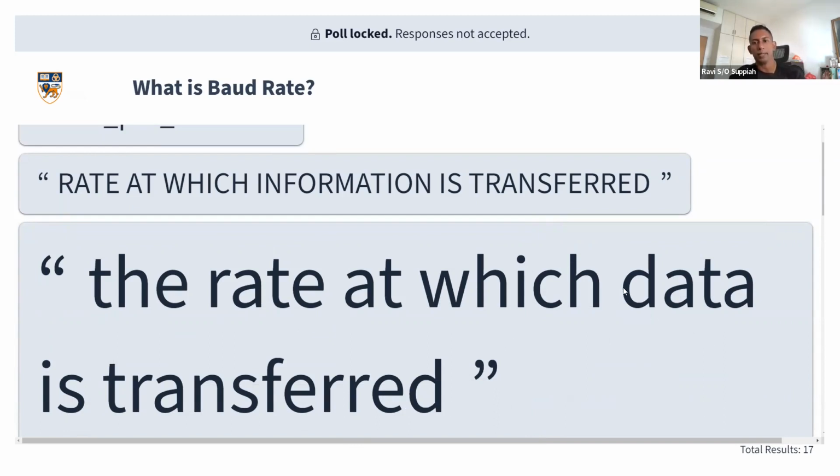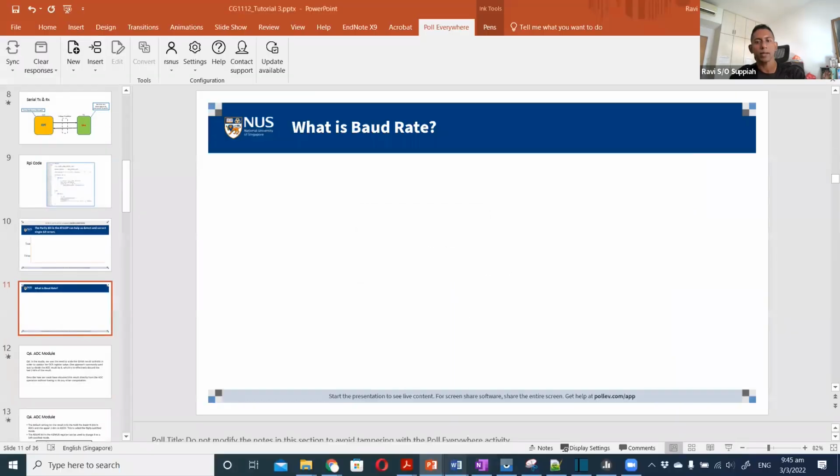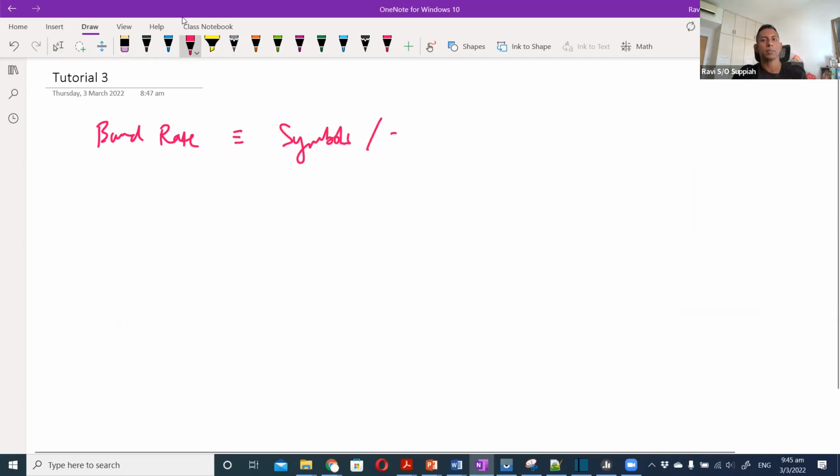But generally, baud rate is equivalent to what we call symbols per second. And again, by default, we tend to think of symbols in terms of ones and zeros, so we equate it to bit rate. But it's not necessarily bit rate.